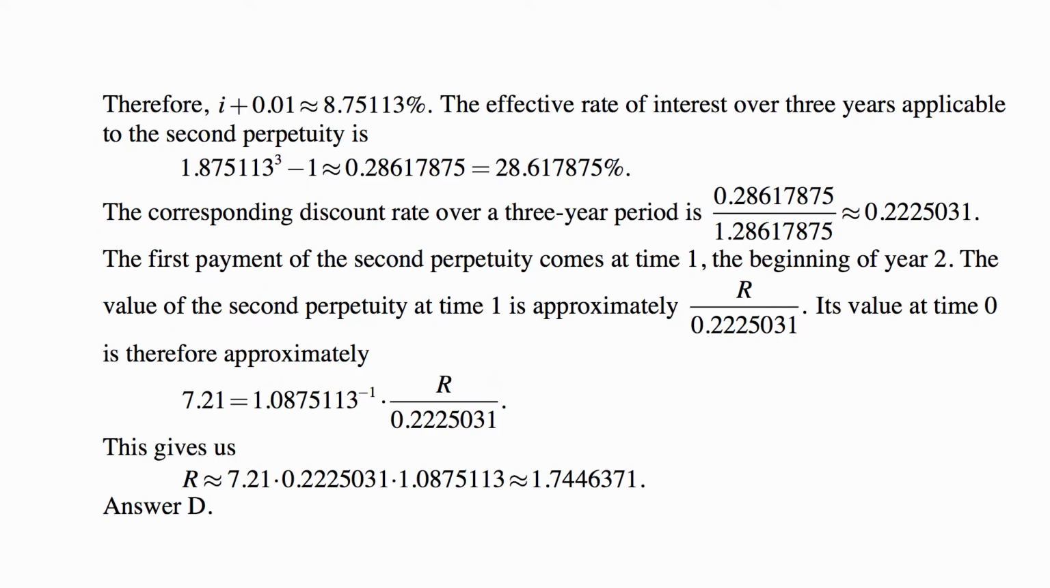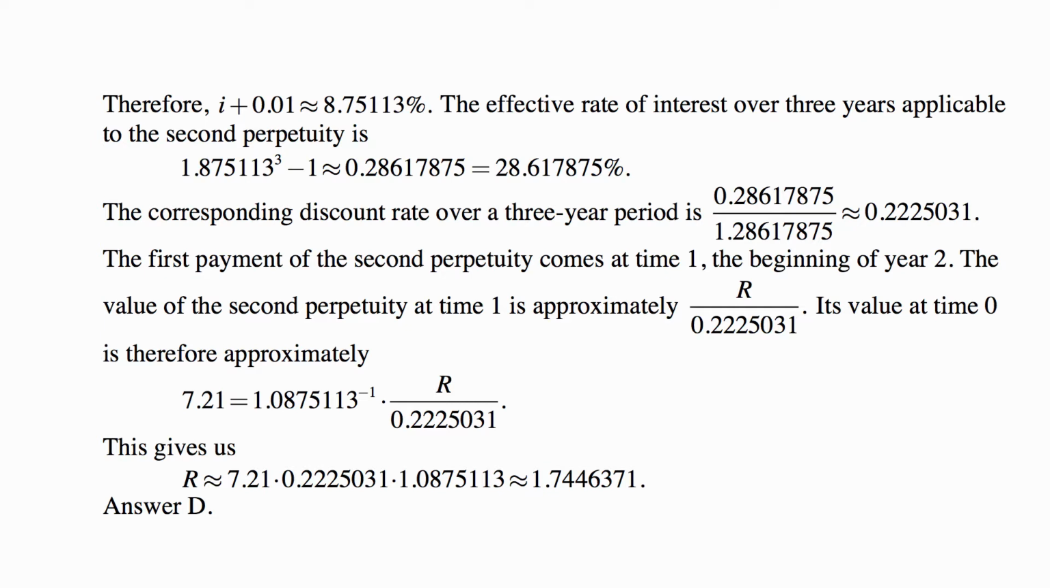For the second perpetuity, we're going to use the interest rate of i plus 0.01. Well, that's really i plus 1%. So that's 8.75% approximately. The effective rate of interest over 3 years applicable to the second perpetuity is therefore 1.0875 cubed minus 1. That's about 28.62%. And the corresponding discount rate over a 3-year period is the interest rate over 1 plus the interest rate, and comes out to be about 22.25%. It's the thing over 3 years, though.